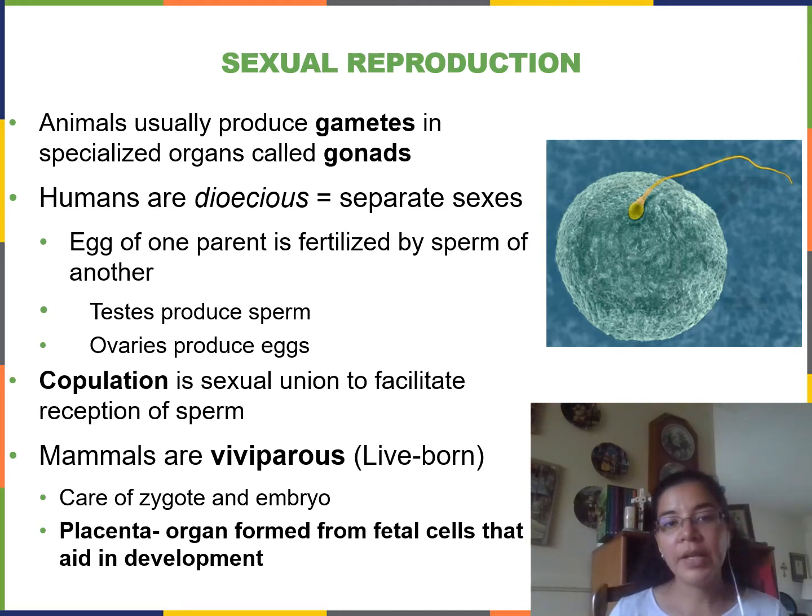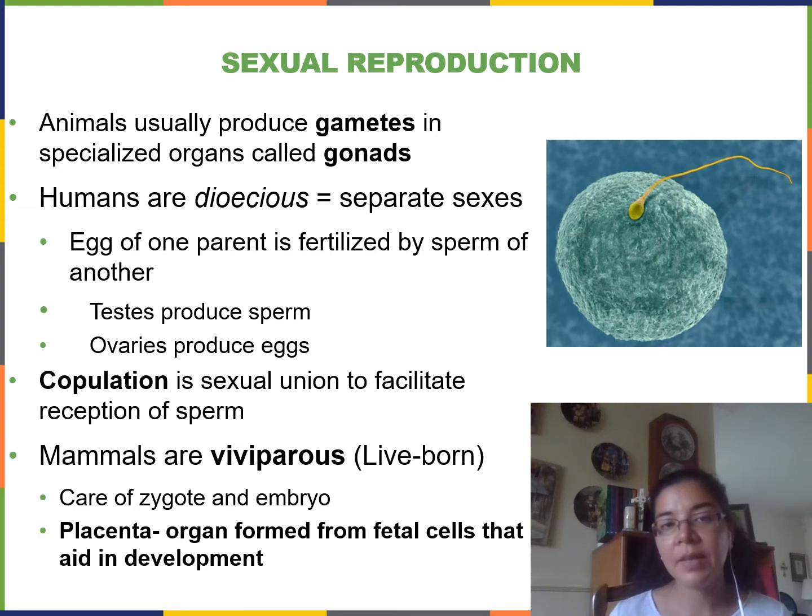The egg of one parent is fertilized by sperm of another, an event called fertilization, and this is done by means of copulation, that's sexual union, to facilitate this fertilization event. And we'll go over where fertilization takes place in the female reproductive system and how the sperm is able to deliver the paternal DNA so it can mix with maternal DNA.